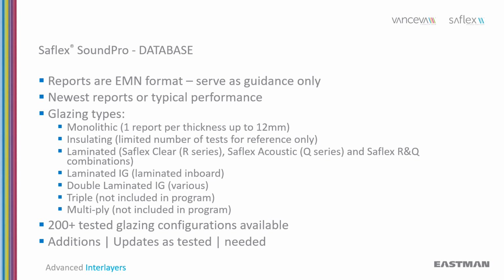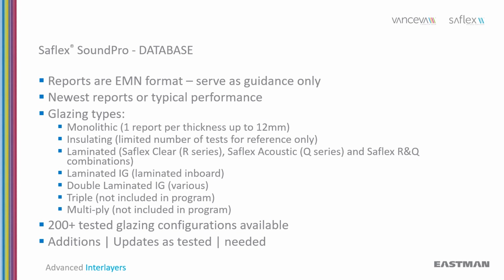The glazing types that are included in the program are monolithic. We have one report for each thickness up to 12 millimeters. We have insulating glazings. There's a limited number of tests as those are also for reference only. We have laminated single units that utilize Saflex Clear R-Series interlayer, Saflex Acoustic Q-Series interlayer, and a combination of Saflex R and Q interlayers in a single unit laminated glass.